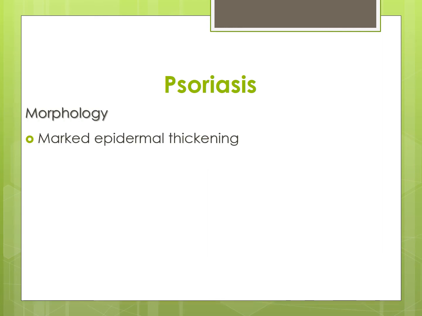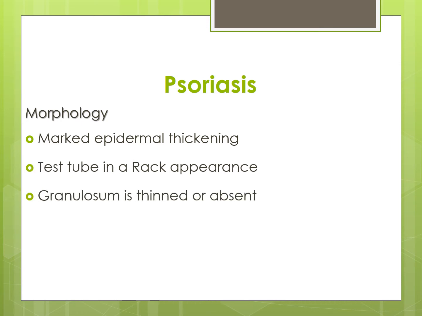Now moving on to the microscopic features of psoriasis. First of all, please note the important microscopic features, and then I will correlate these microscopic features with the diagram. There is marked epidermal thickening, with a test tube in the rack appearance of the rete ridges. Granulosum is thinned or absent, and there is presence of parakeratotic scales.